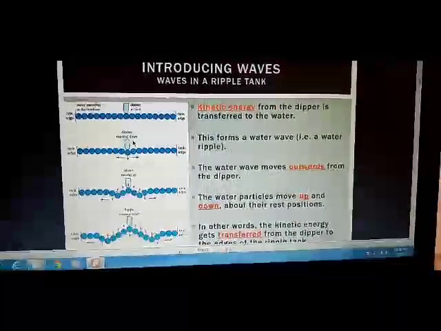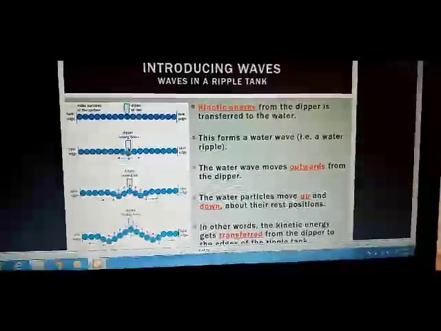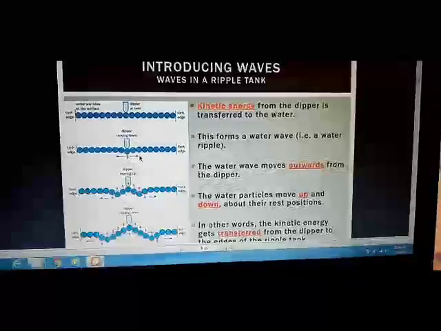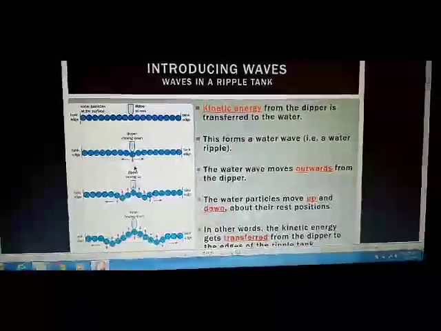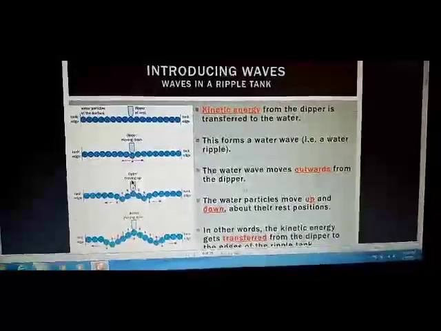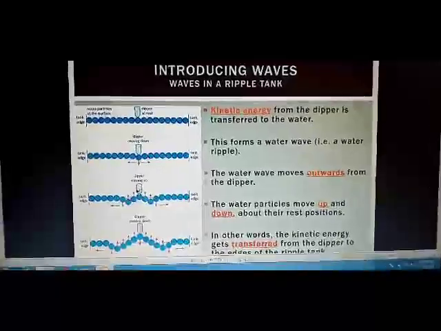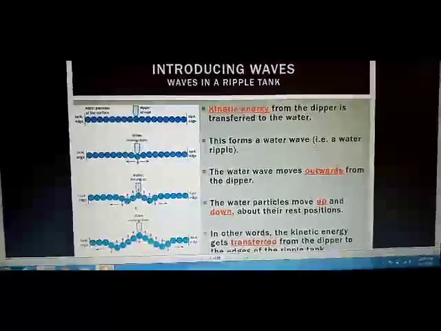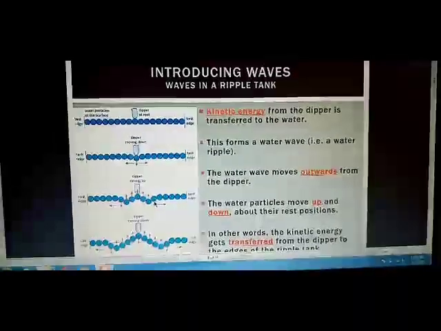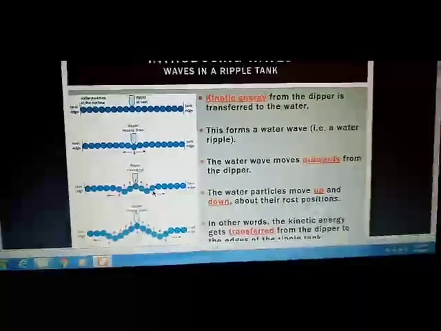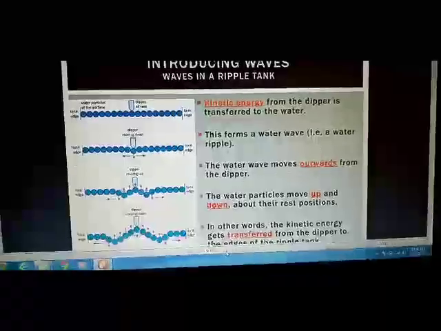If the dipper moves down, what will happen? The particles will be disturbed and the wave will move outward. It will disturb the water particles, and this forms a water wave. The red arrows in the diagram show the direction of the particles. The blue arrows show the direction of motion of the waves. Again, energy is transferred in this case also.